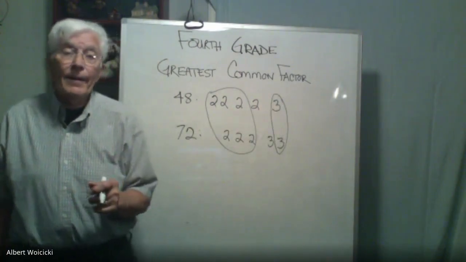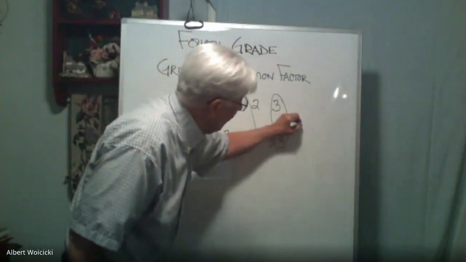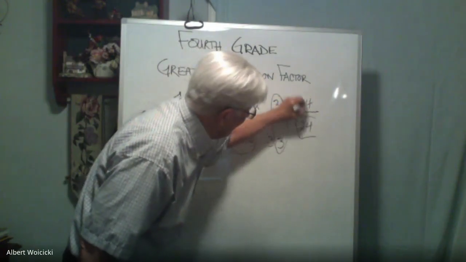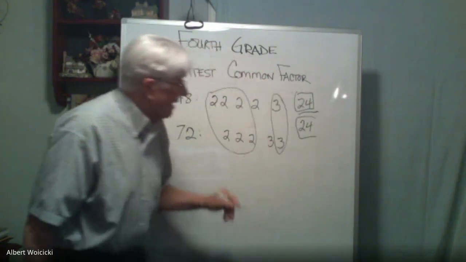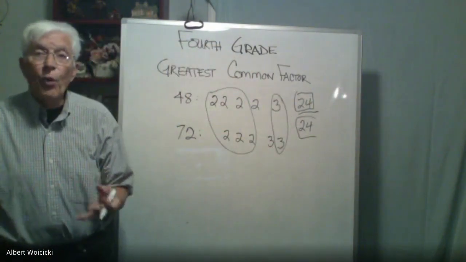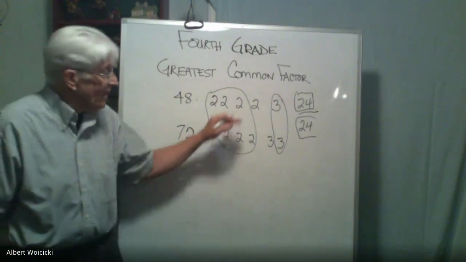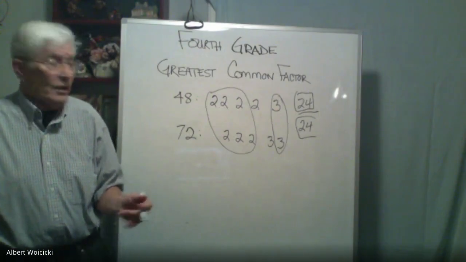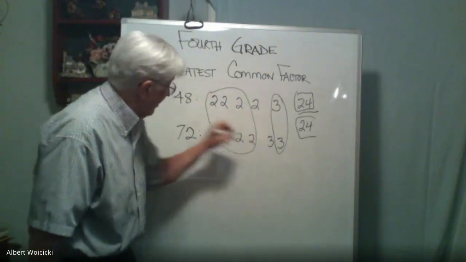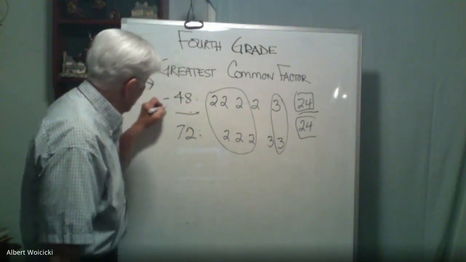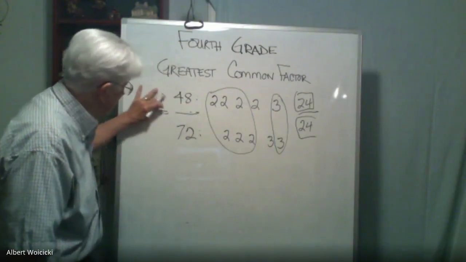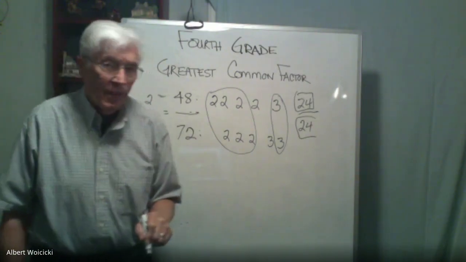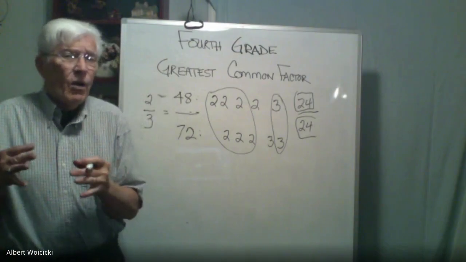That's the same. That means that the 24 on top, and it's 24 here on the top and bottom, can be knocked out because that makes 1. 24 on top, 24 on the bottom, you get 1. And what are you left with? You're left with the 2 on the top and the 3 on the bottom. So if this was a fraction, this guy is equal to 2 thirds.